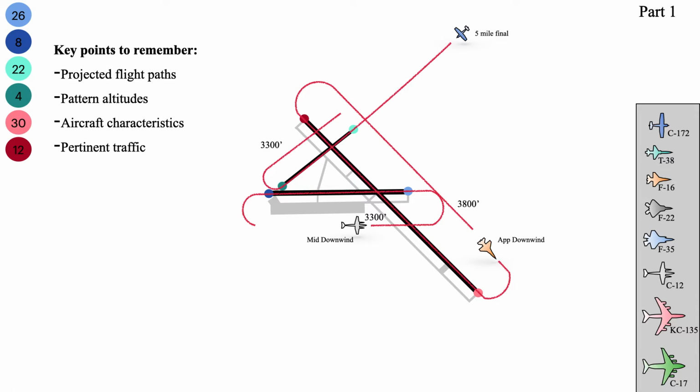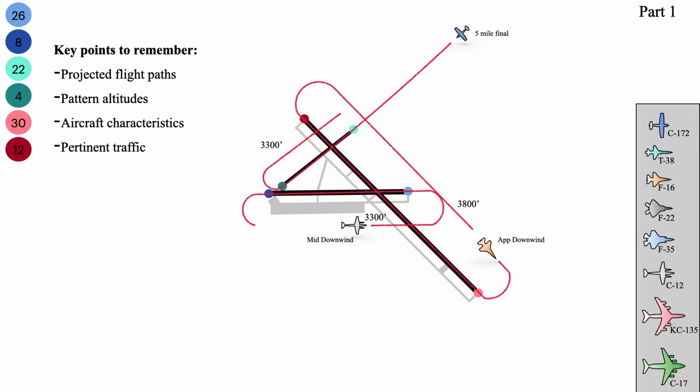In this example, I'm not using Mojave's pattern altitudes, just for a little bit more familiarity for you. I'm using Edwards pattern altitudes. So we have an F-16 that's approaching downwind at 3,800. A C-12 that's midfield downwind for a different runway, for runway 26, at 3,300. And then the pattern altitude for the Cessna is going to be like it is at other places, not at Edwards, where they're going to fly 1,000 foot downwind. And these also at 3,300.